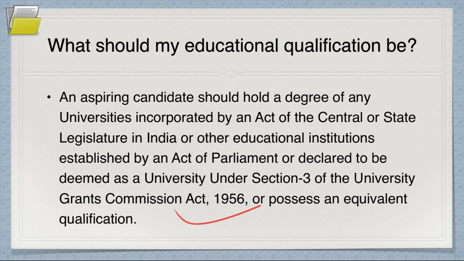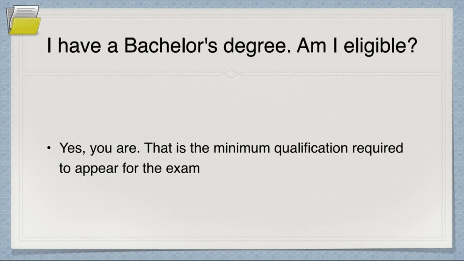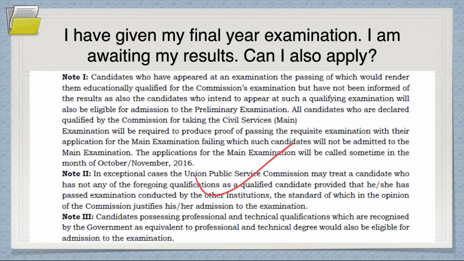See, you need to do it on a case by case basis. It is not a blanket solution that if you have graduated from here then you are allowed, or if you have graduated from Germany or France then you are not allowed. It depends on the university and whether they possess an equivalent qualification. So that has to be determined on a case by case basis. I have a bachelor's degree, am I eligible? Yes, you are. The minimum qualification required to appear for this examination is a bachelor's. Any bachelor, BSc, BA, MBBS, law, CA, CLAT, कुछ भी.